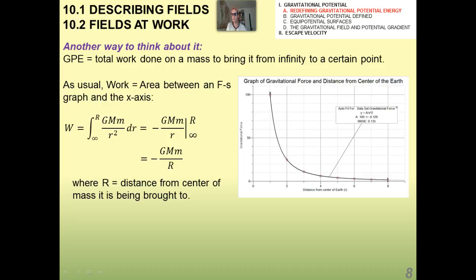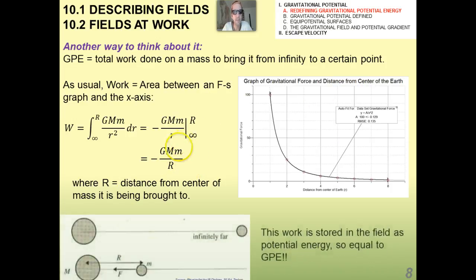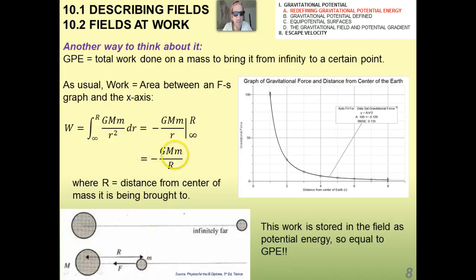Turns out that if we integrate force over a distance from infinity to r, we end up, using the rules of calculus and integrals, with the work done being negative GMm over r. Remember, the work done is equal to the gravitational potential energy. This is the expression we got before for the gravitational potential energy, and this explains mathematically where that negative sign comes from. That's awesome. We love calculus.